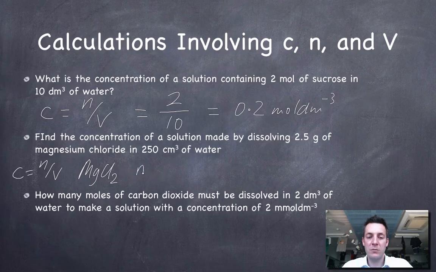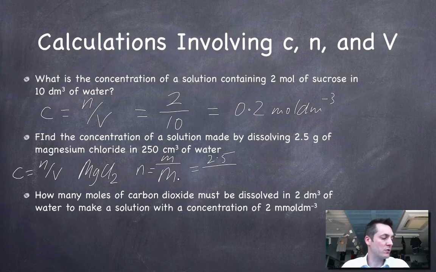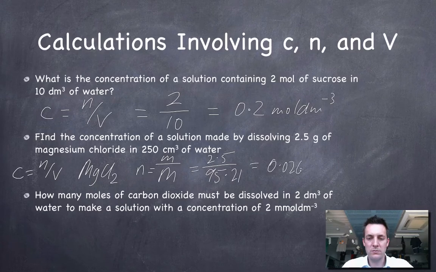If I was trying to find the number of moles, because I need it for here, by doing the mass divided by the molar mass, I wouldn't be able to find the molar mass either, and I'd be stuck. Okay, as it is, I know that there's 2.5 grams of it. If I add 1 magnesium to 2 chlorines, I get 24.3 and 2 times 35.5. That's 95.21 apparently. Okay, so if I do this here, that's equal to 0.026 moles.